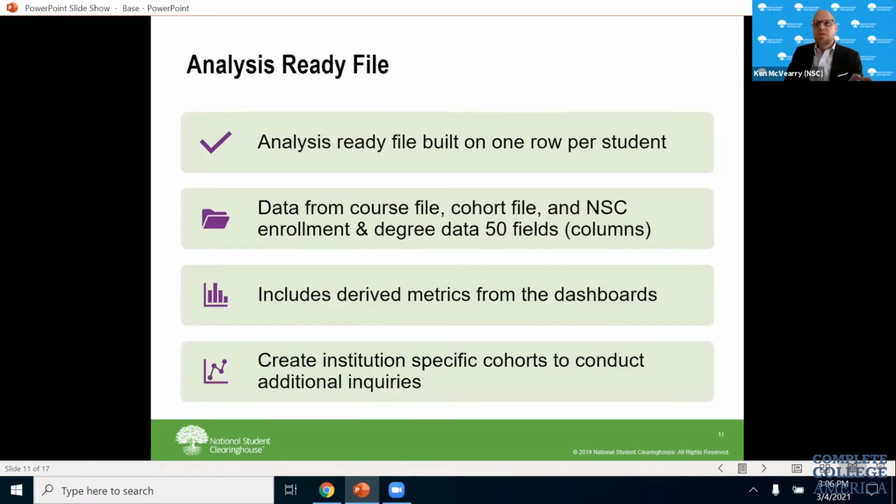The other thing I'm going to talk about very briefly, and then I will wrap this up, is the analysis ready file. The dashboards are one tool that institutions get, but institutions also get a couple different analysis ready files. One is a cohort-based analysis ready file, and that is built with personally identifiable information on it. It's built on one row per student. It has all the same data elements from the PDP data collection, as well as the derived metrics that we talked about.